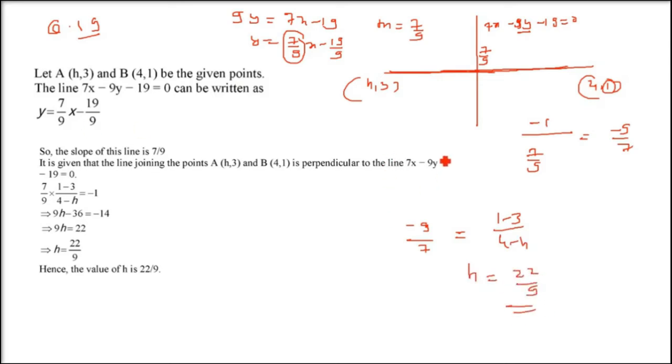Now you can do another thing also. You can find out the slope 7 by 9 and multiply it with the slope of this line. So it will be 7 by 9 times (1 minus 3) by (4 minus h), and this equals minus 1. The same thing is going to come. Exactly the same thing. h will come as 22 by 9.